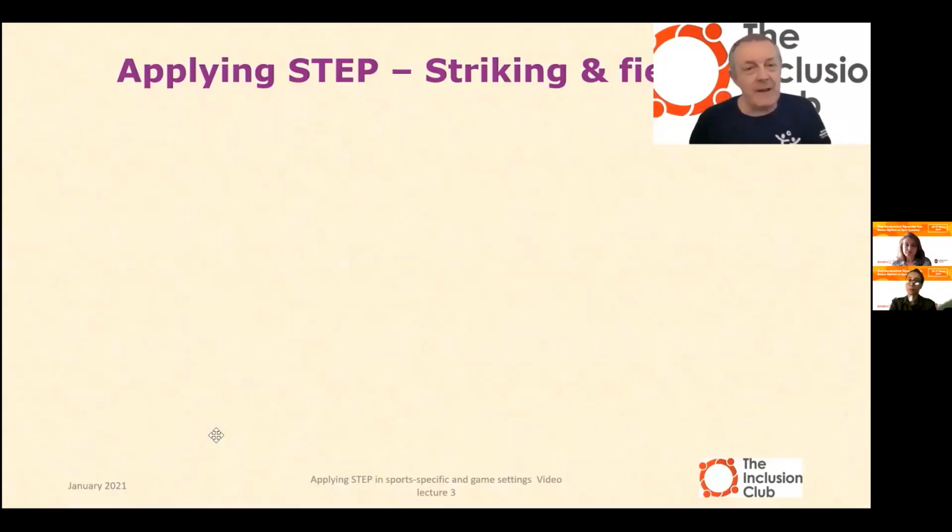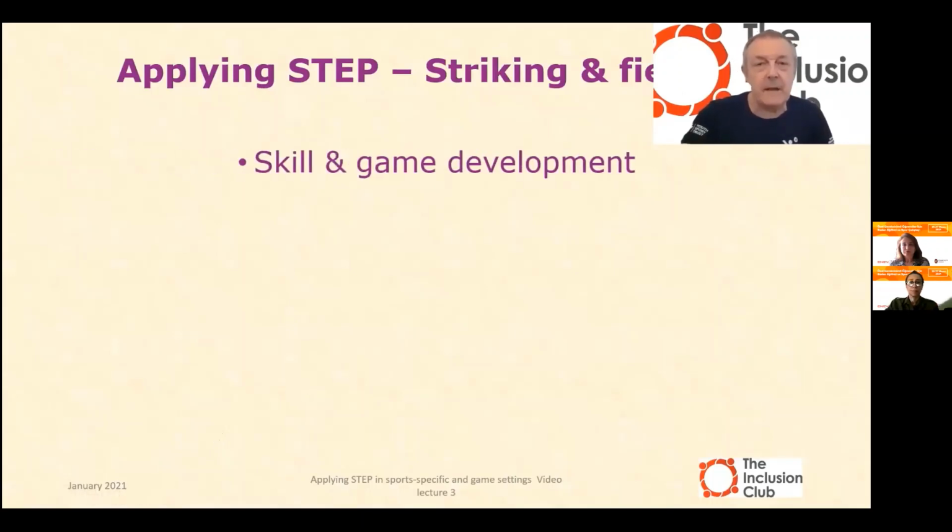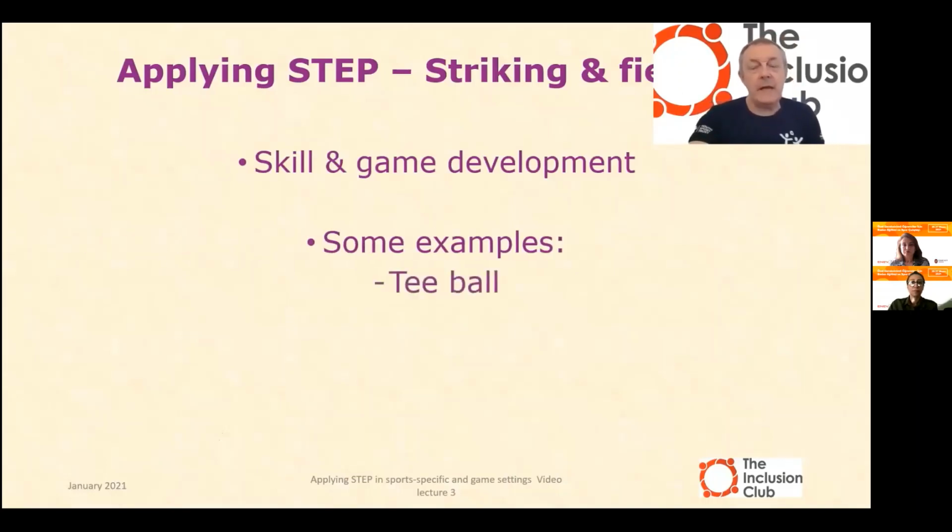And now we're looking at striking and fielding, which involves a little bit more movement. But again, there's specific ways that people participate, whether they're batting, striking, or whether they're fielding. And so it's a sort of a progression. And you'll see when we get to the final stage what I mean. We're going to look here at skill and game development, and we're going to look at T-ball, a simplified baseball type game, and we're going to look at the great English game of cricket.